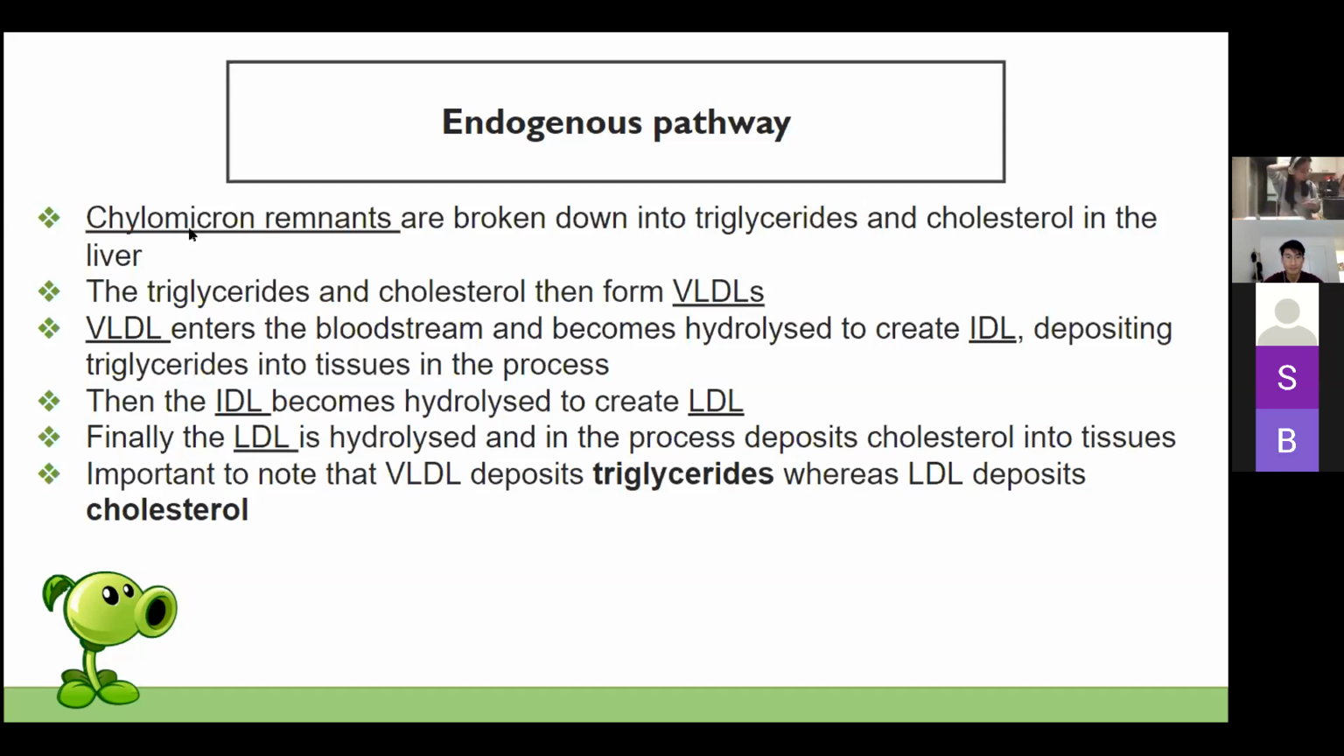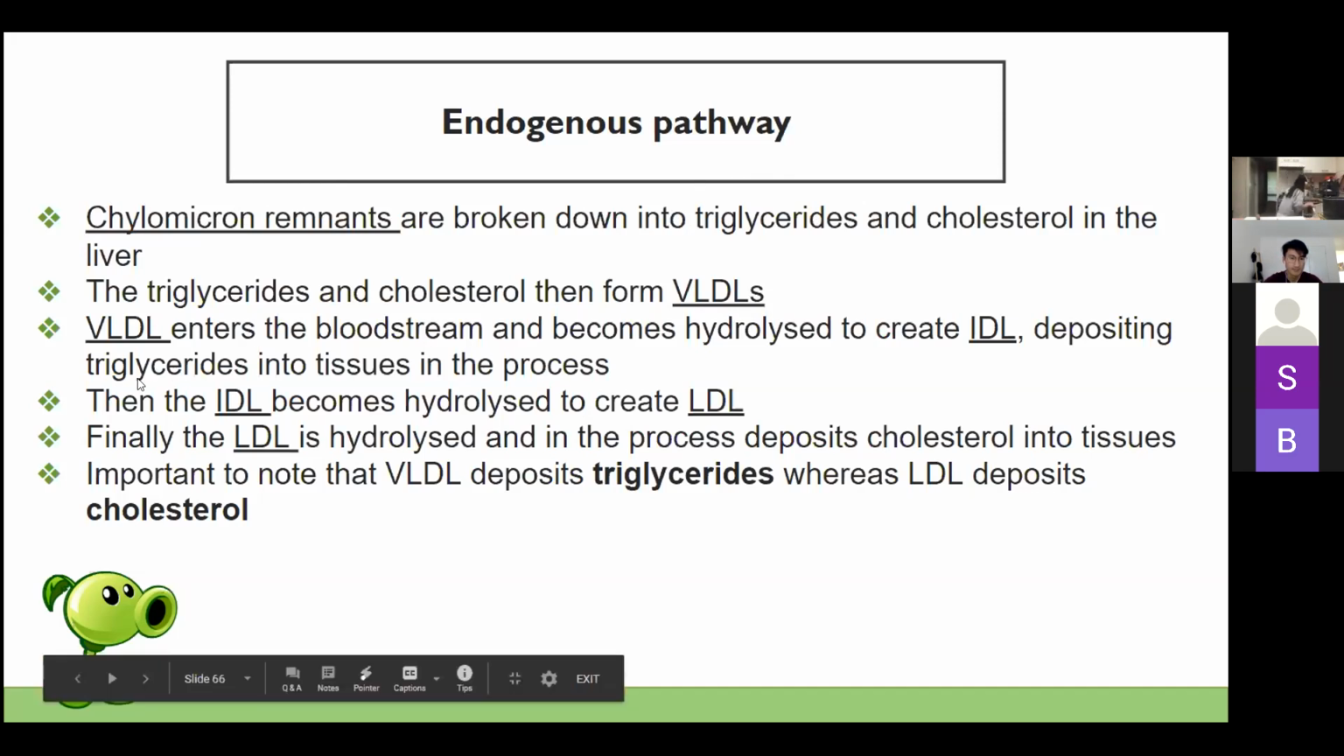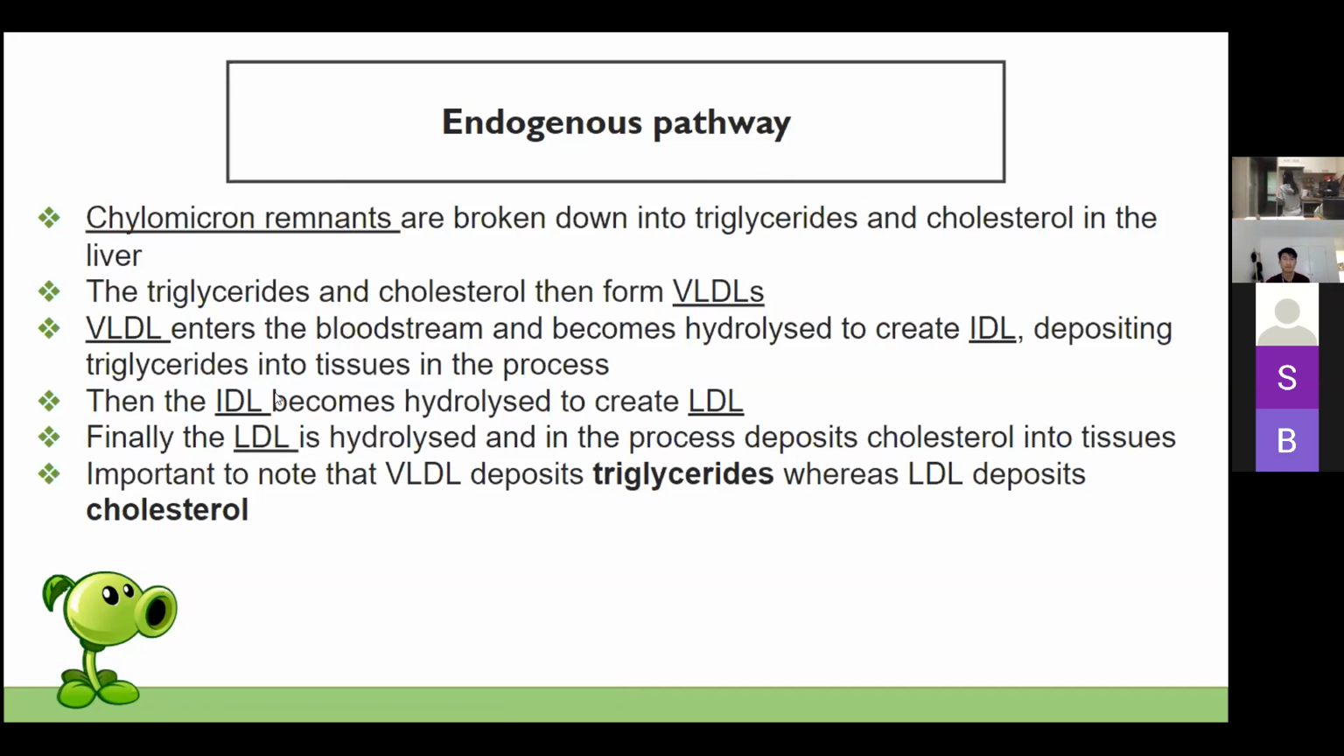They're sort of similar to chylomicrons in that they're a combination of lipids and proteins, hence the name lipoprotein, right? So what this VLDL does is that it also serves a pretty similar function to chylomicrons, right? It's going to deposit some triglycerides and cholesterol into tissues. So in the process, it becomes IDL and then LDL.